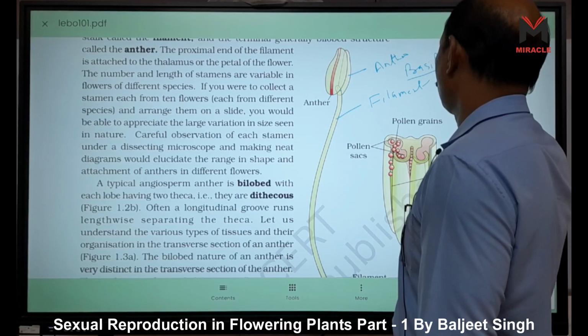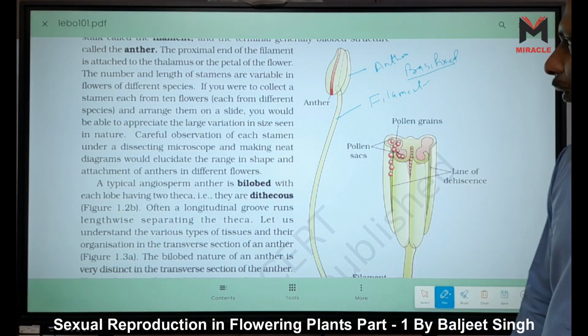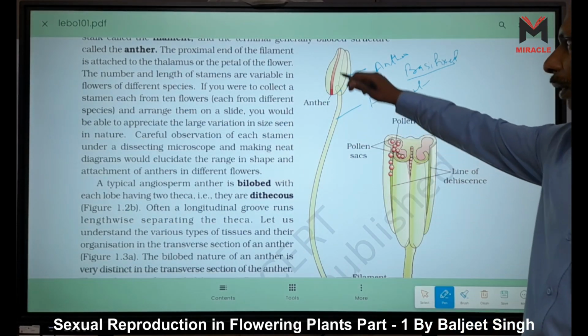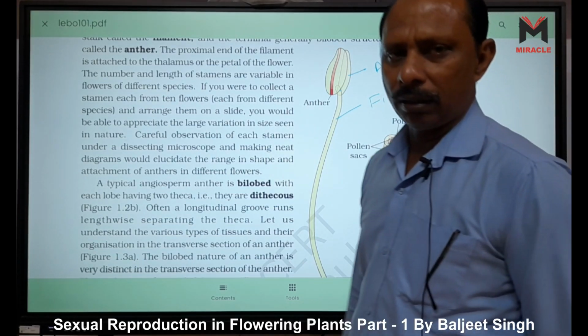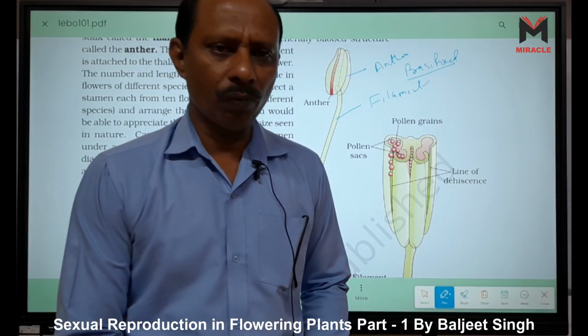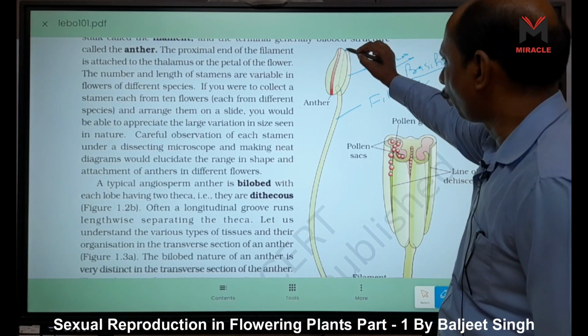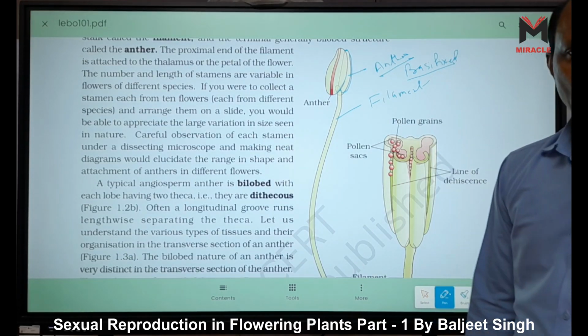We will discuss this when I tell you about the anthers. We have four types of fixation here. Fixation means the connecting or attachment of the filament with the anther. It may be adnate, basifixed, dorsifixed, or versatile. This one is an anther because it has two lobes, one and the second. So it is called bilobed, right?